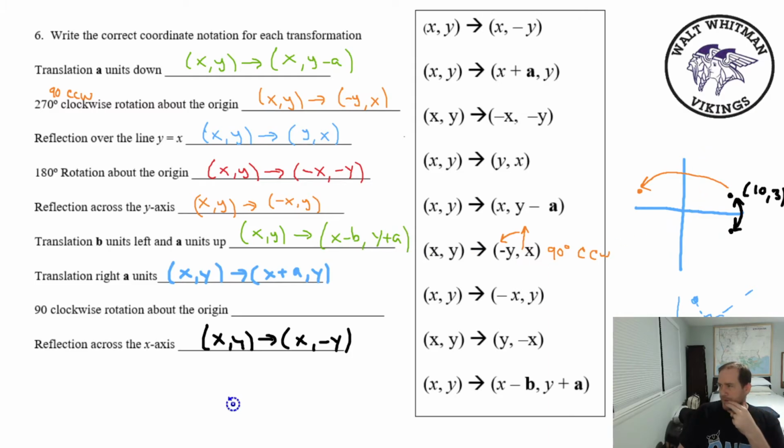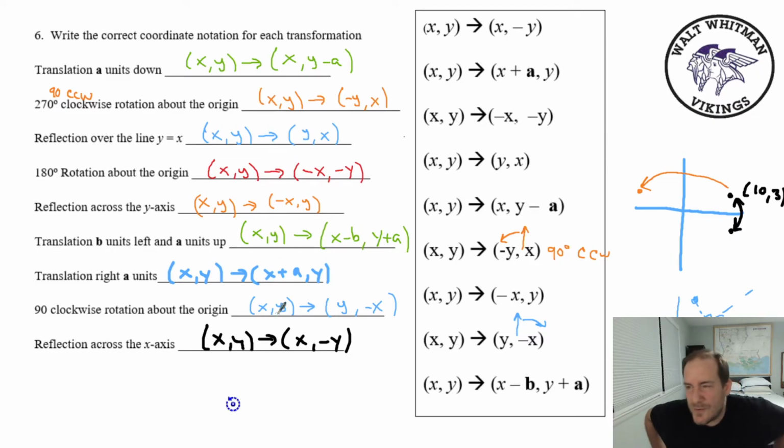Alright, just one more. And it says 90-degree clockwise rotation about the origin. There's only one rule left we haven't used, is this guy here. And again, if I start from due north and rotate toward the negative, that is clockwise. So a 90-degree clockwise rotation is going to have that rule right there. xy maps onto y comma x, and the x is made negative. So there it is. There's all the rules you could ever need to know. Translation, all the rotations, all the reflections. So yeah, if you get this, you're good.